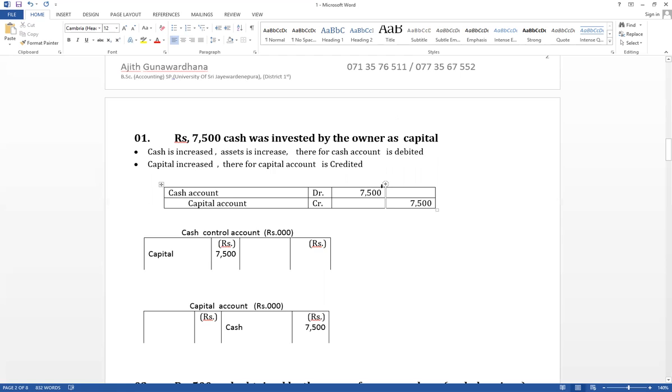Therefore cash account debit, capital account credit. Here as a capital, here as a cash, name of other ledger accounts. Therefore, this is the way you have to record cash introduced by owner as a capital. Cash increase, asset increase, cash account debit. And capital increase, therefore capital account credit. Debit and credit method, double entry system.